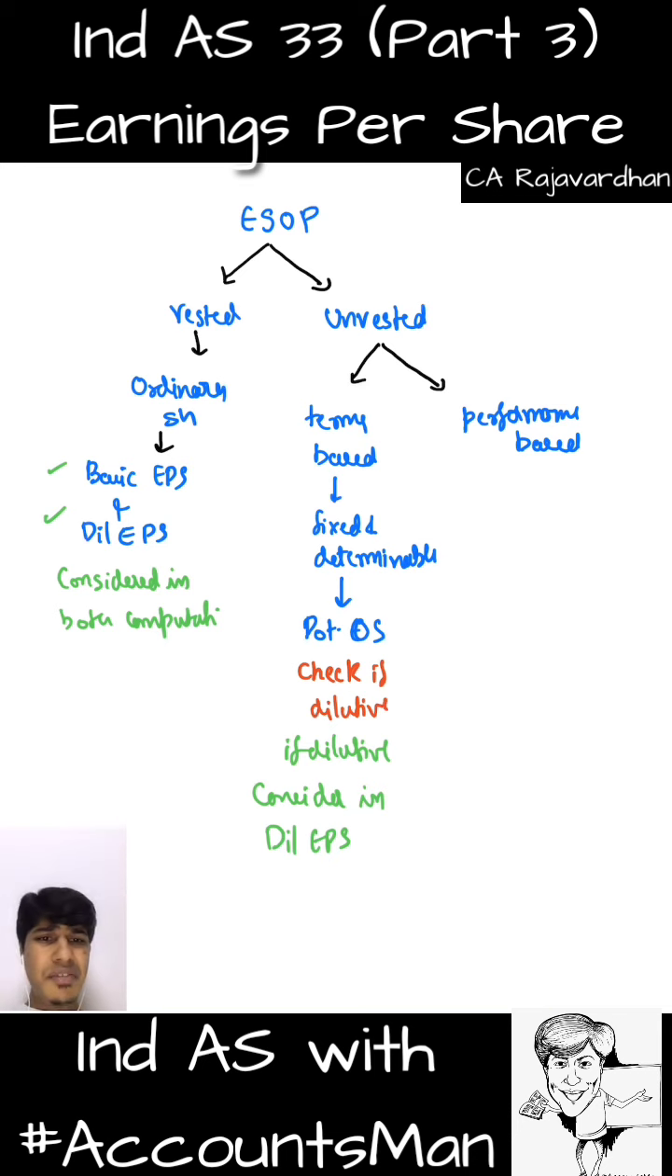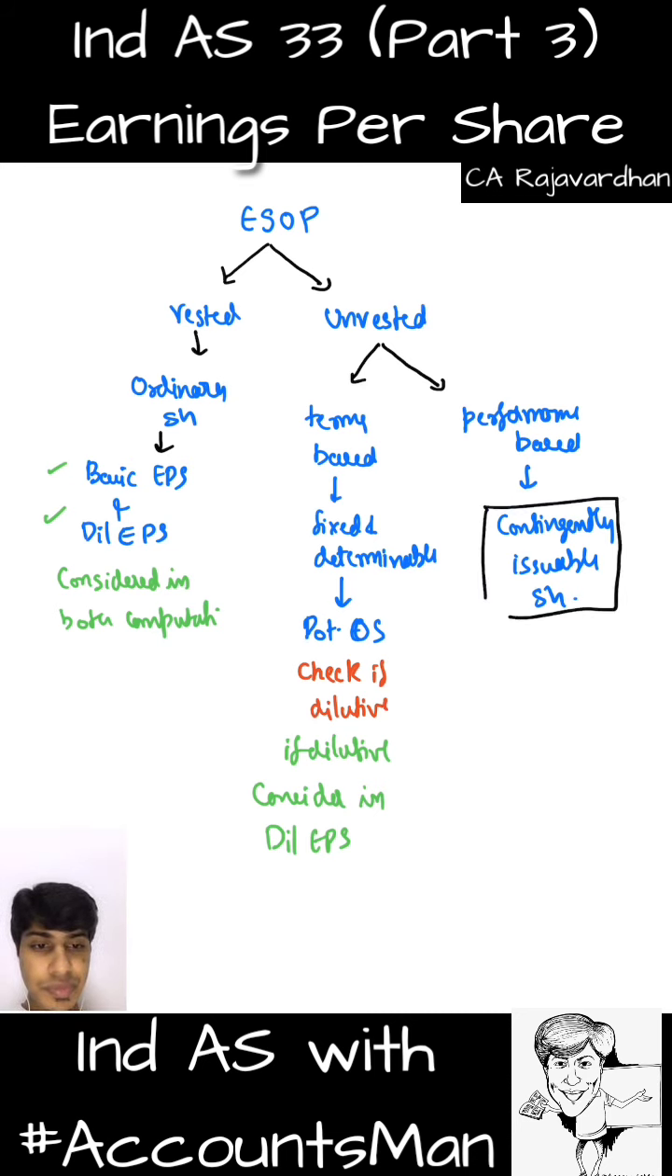However, if it is performance based, then it will be treated as contingently issuable shares. So what is contingently issuable shares? That's a separate discussion. I'll discuss it separately, so don't worry for now. If it is performance based, it is contingently issuable based on the fulfillment of those conditions. So that will be seen as a separate point, like options and warrants. Done. So you understood this part, but there are a couple of important things that we need to note.